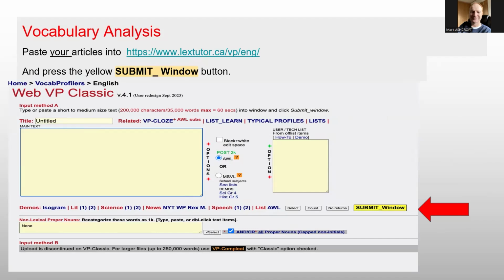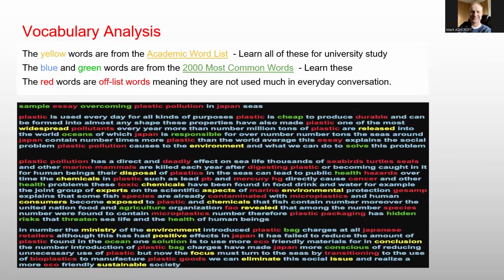Very simply, you copy and paste your article, any article, into this yellow box, and this will highlight the academic words for you. Don't do it manually, it will take too much time. For example, I've just copied and pasted a chapter into the yellow box, and this is the result.